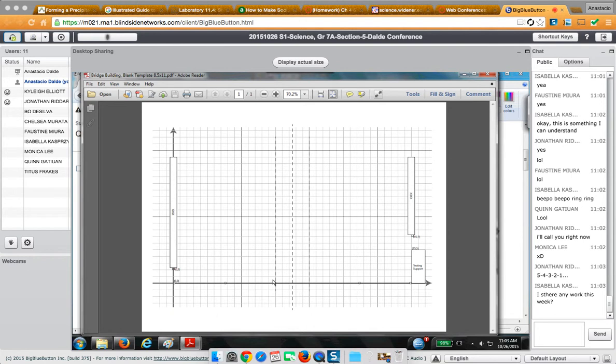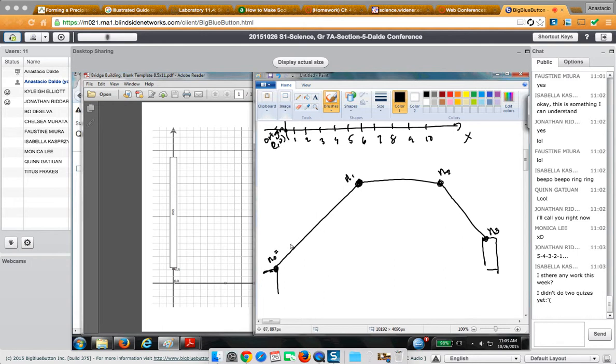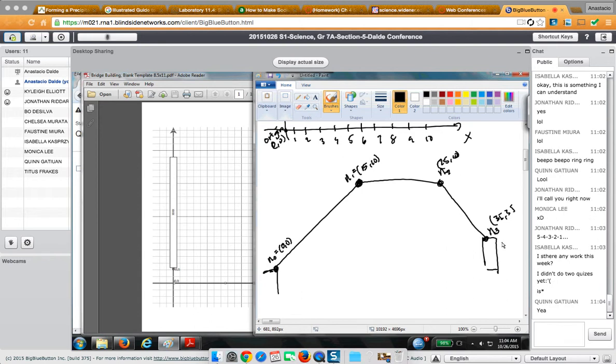Got it? Let's make up a few. Let's say that this N0 is actually at 0, 0, and we'll say N1 is at, let's say 15, 10, and then we'll say N2 is at 25, 10, and then we'll say N3 is at 35, 5. Sound good? I'm just making it up. Okay.